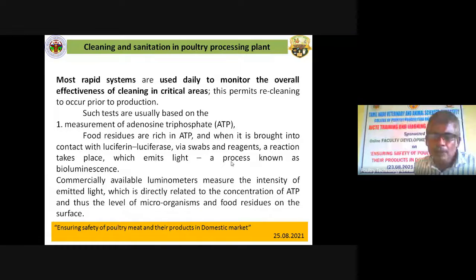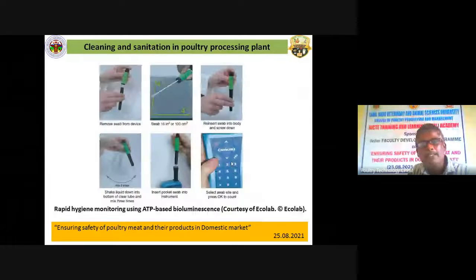There are commercially available luminometers that measure the intensity of light emitted after the reaction. That is correlated with the concentration of ATP, which in turn is correlated with the food residues left over on the surface. In turn, we can think of microorganisms present on the surface.